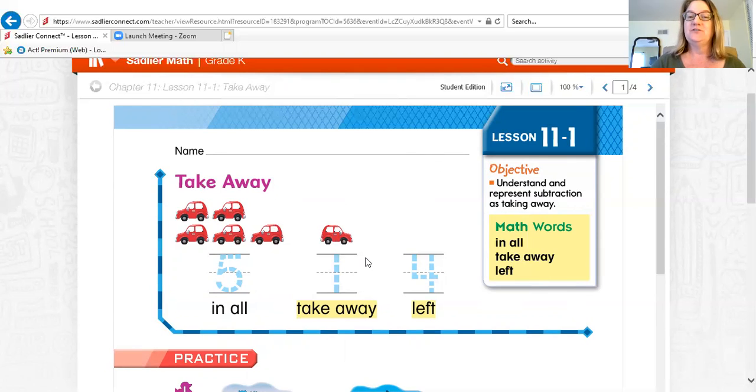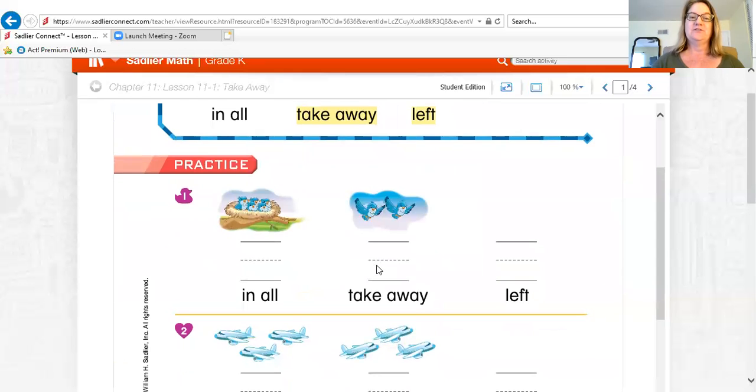And what I want you to do when we do these problems, with your crayon or ideally your pencil, you look at this number. How many are we taking away? I want you to go to the in all picture and draw a line through how many are being taken away. So in this case, it's 1. And if you draw a line through this 1 car, pretend it's not there anymore. How many are left? 1, 2, 3, 4. So let's look at our first problem.